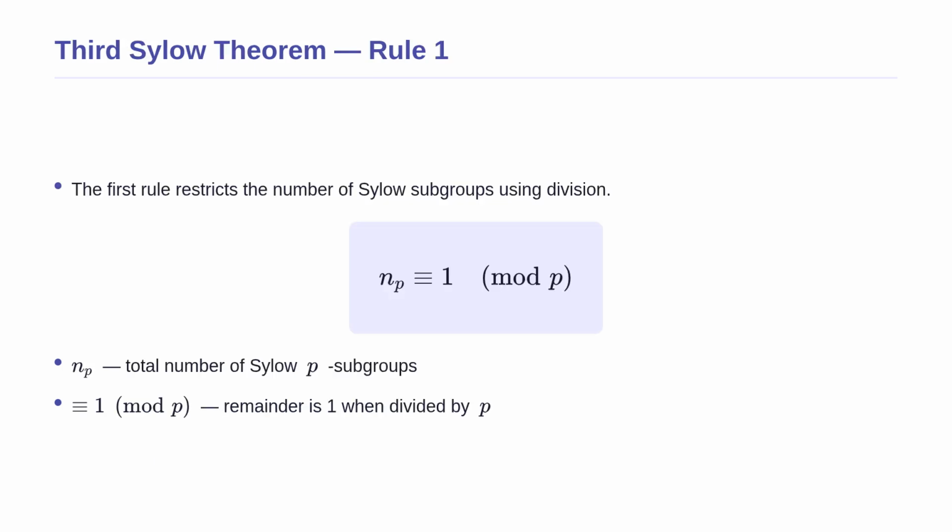With our group factored, this brings us to the core mathematical rules we will use. The third Sylow theorem gives us two strict conditions to find N_P, which is the total number of Sylow P subgroups. Conceptually, this theorem restricts the possible number of these subgroups. The first rule states that N_P is congruent to 1 modulo P. In plain English, if you divide the number of subgroups by the prime P, the remainder must be exactly 1. This severely restricts the possible values for N_P, forcing it to be a number like 1, P plus 1, and so on.